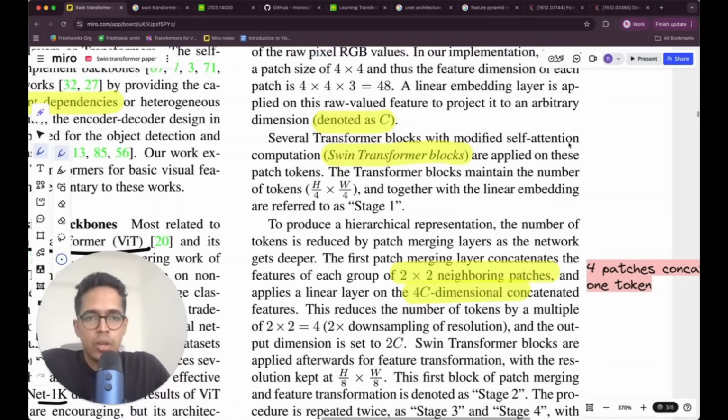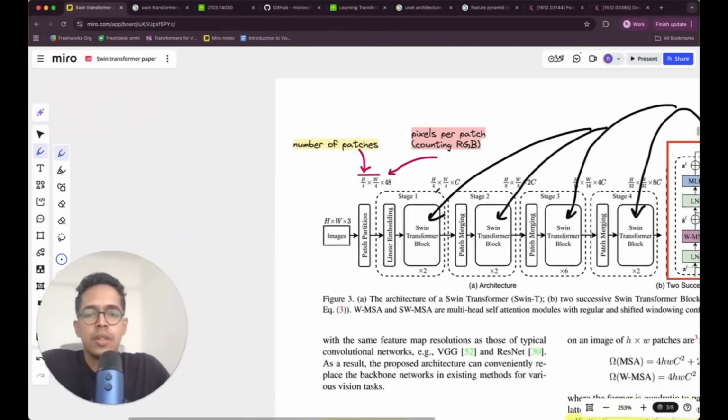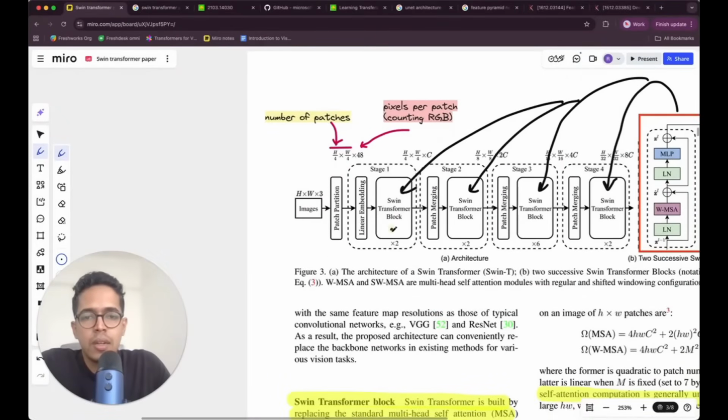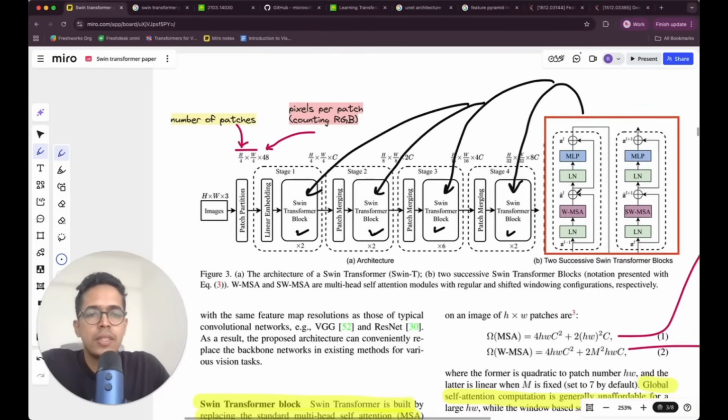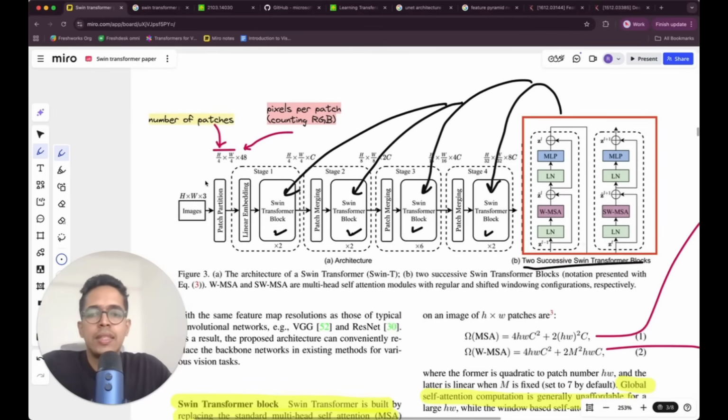Several transformer blocks with modified self-attention computation are applied on these patch tokens. Why do they say several transformer blocks? This is transformer block number 1. This is transformer block number 2, number 3, and number 4. And in all of these transformer blocks, you will have these two things, two successive Swin transformer blocks. Okay. So these are applied on your input image.